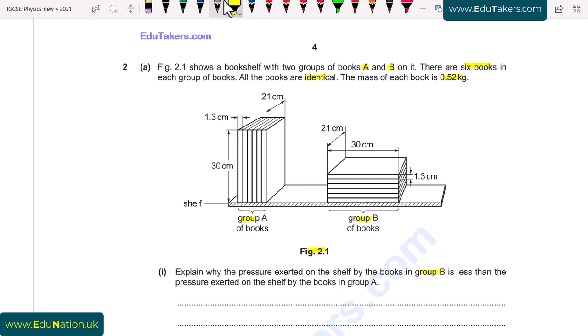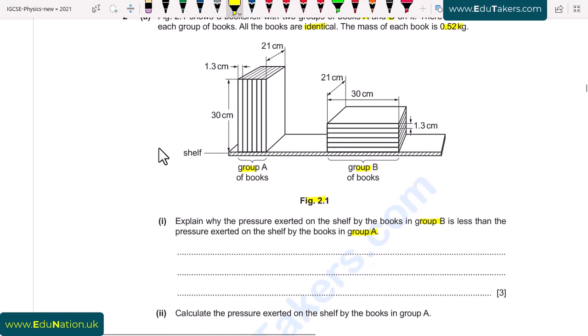Part 1. Explain why the pressure exerted on the shelf by the books in group B is less than the pressure exerted on the shelf by the books in group A. Here we have to explain why the pressure exerted by group B is less than the pressure exerted by books A.